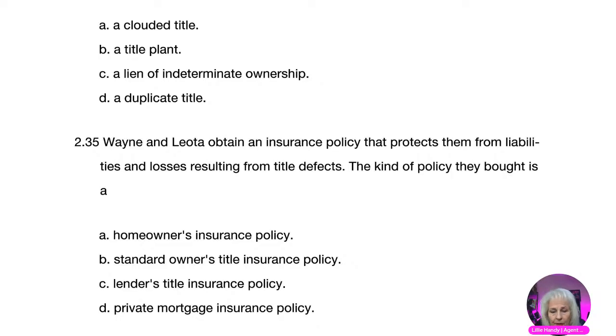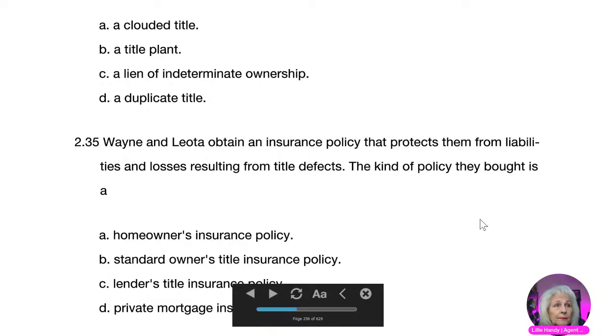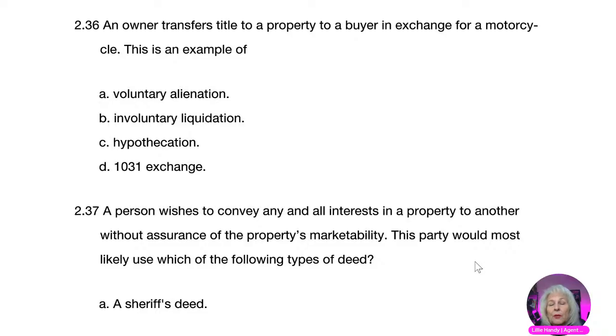So the buyer here will want to ask for a standard owner's title insurance policy, which is B. So Wayne and Leota obtain an insurance policy, which they get from a title company, that protects them from liabilities and losses resulting from title defects and clouded title. What are title defects? A lien, property taxes, judgments, child support, spousal support, mechanic's lien. All those are title defects. Or a name change that wasn't recorded. People get married, get divorced. There are name changes. Number 36.